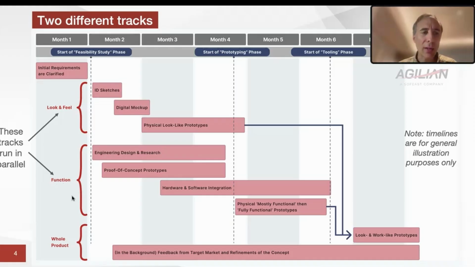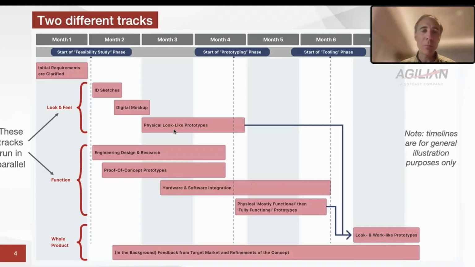There are usually 2 tracks for most products, especially consumer products, and also a lot of medical devices and so on. There's the look and feel. You want to get look-like prototypes, and then you also want to work on functional prototypes, work-like prototypes. And then at one point they come together as look-and-work-like prototypes, or engineering prototypes, for engineering validation and so on.